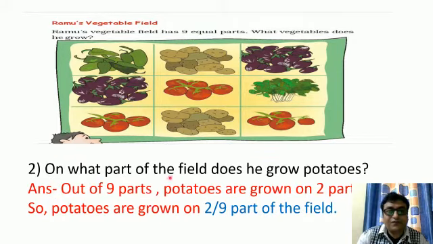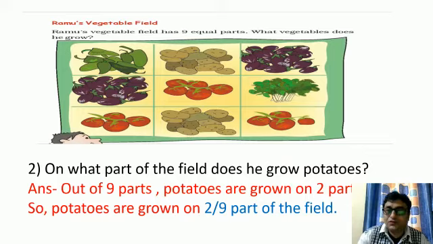On what part of the field does he grow potatoes? In which part? So 2 parts out of 9 parts. So out of 9 parts, potatoes are grown on 2 parts. So potatoes are grown on 2/9 part of the field. 2/9 part of the field. Potatoes are grown in 2/9 part of the field. So 2/9 part of the field potatoes are grown.